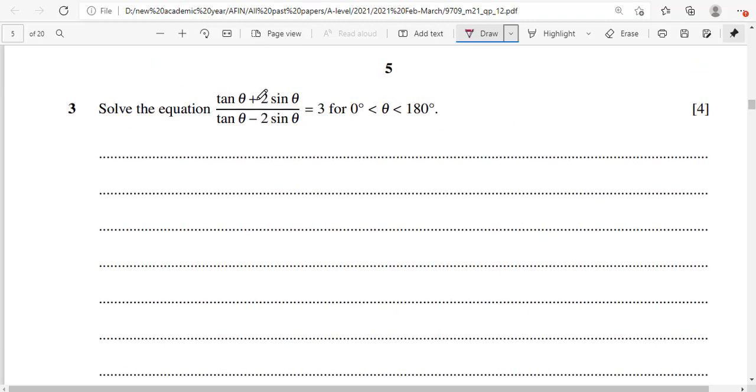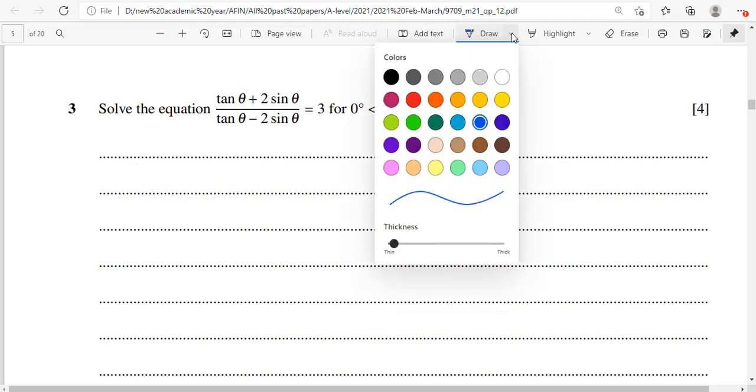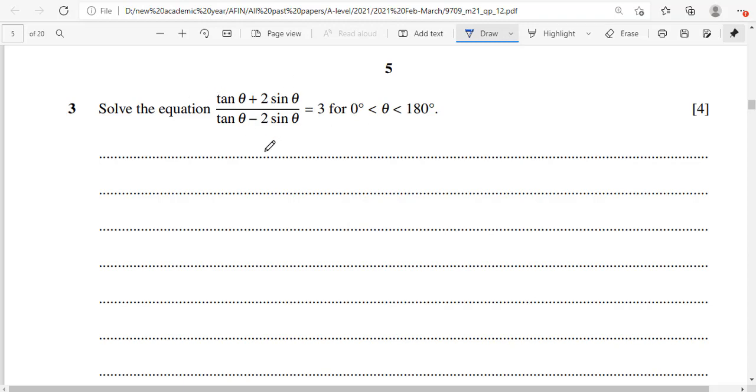Solve the equation (tan theta plus 2 sine theta) over (tan theta minus 2 sine theta) equals 3, and the value of theta must be between 0 and 180. There is no equal under the inequality signs, so we don't include 0 or 180. If we got them in our solution, we ignore them. Now to solve this, let's copy it first and see what we can do.